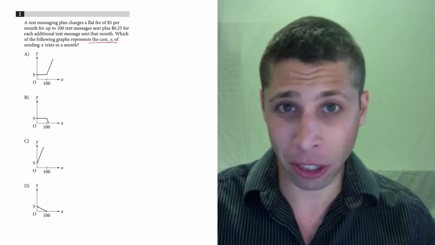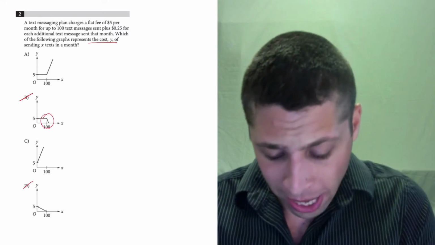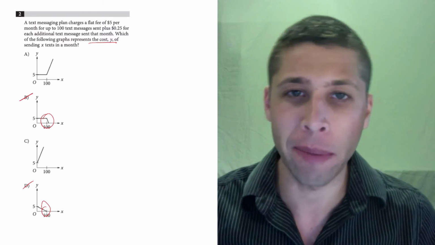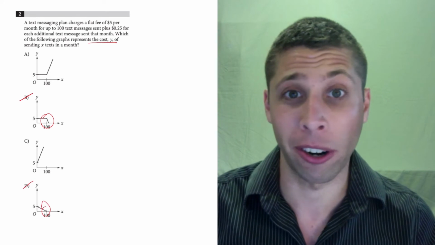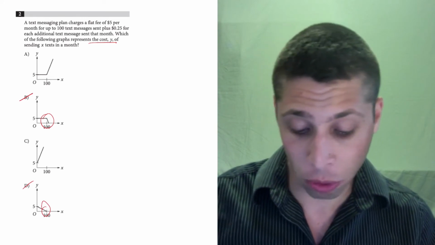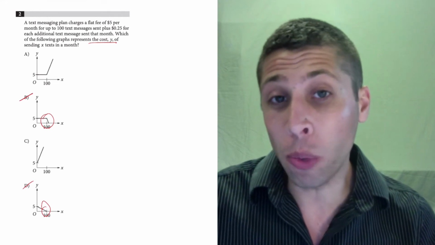So that tells me that choices B and D are wrong. Why would the cost go down at any point? Why would it go down to 0? That makes no sense. So those graphs just don't even match with what our expectations would be based on the real world.